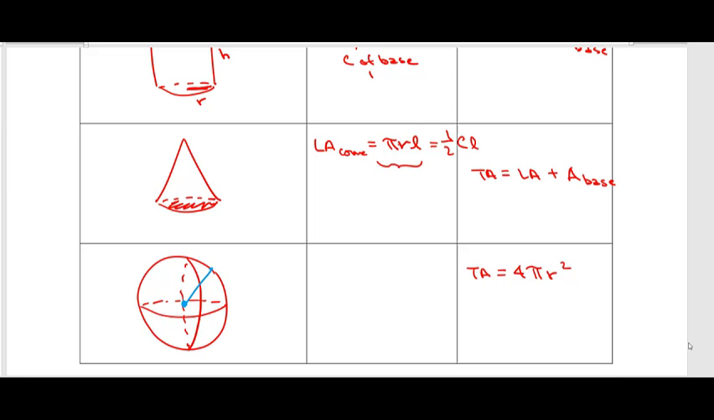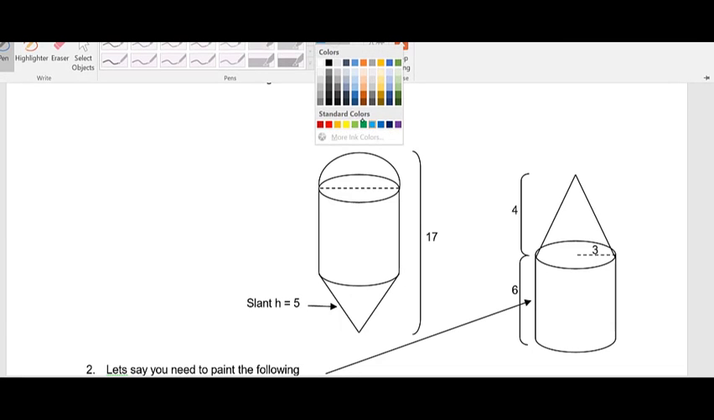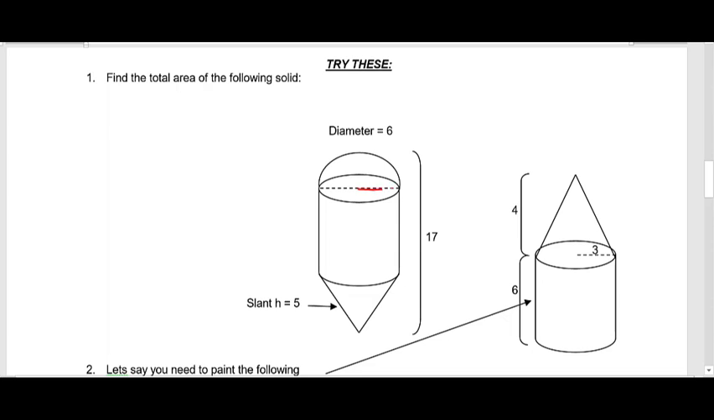Okay, so let's jump to the next page and try a few of the problems. We're going to do the first problem on the second page here. It gives you a diameter of 6, so that means the radius here is 3. The total height is 17, and the slant height is 5. So you have a figure here like this.